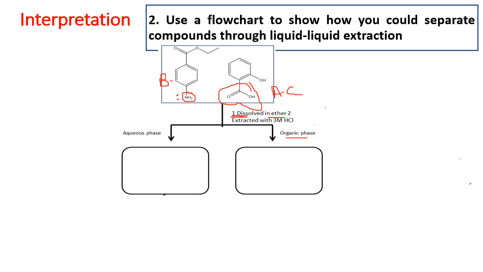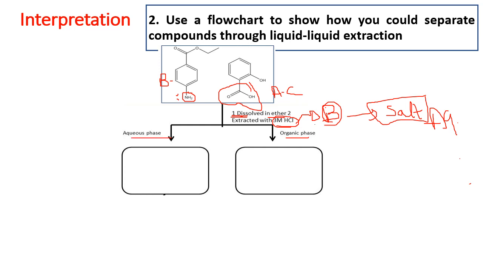So in the organic phase, I would have both compounds. And then I used a 3 molar HCl. That means that I added an acid. So we say that the acid, it would react with what? It would react with the base. And both of them would form what? They will form the salt that will move into what? That will move into the aqueous layer.